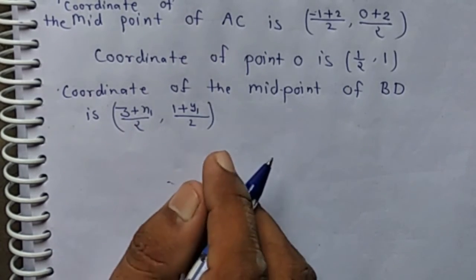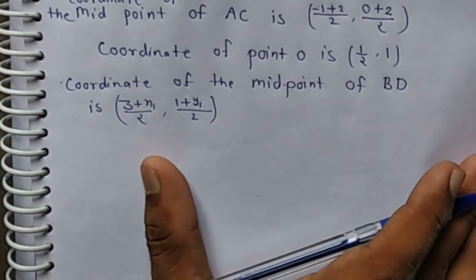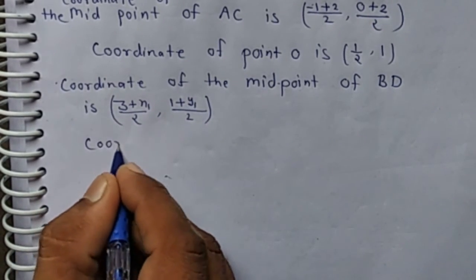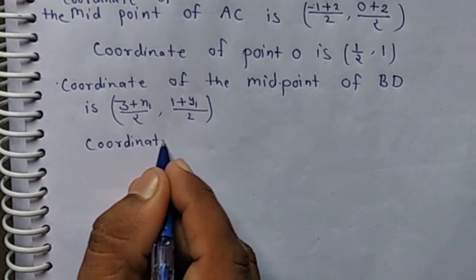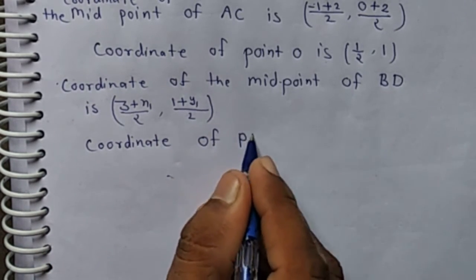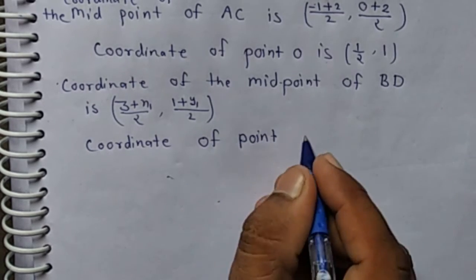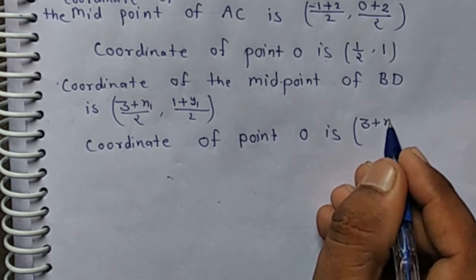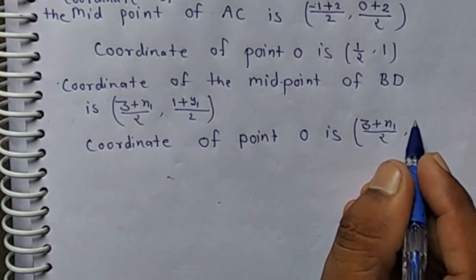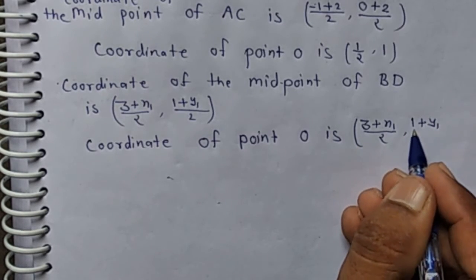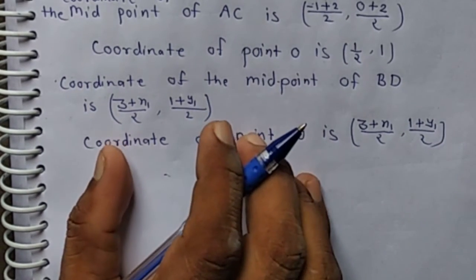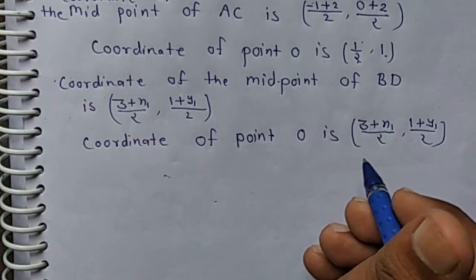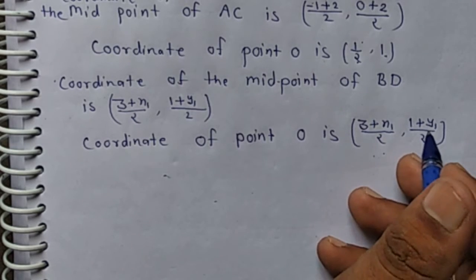It is coordinate of midpoint, and midpoint is point O, then it is coordinate of point O, is 3 plus x1 by 2 comma 1 plus y1 by 2. Coordinate of point O is 1 by 2 comma 1, and coordinate of point O is 3 plus x1 by 2 comma 1 plus y1 by 2.